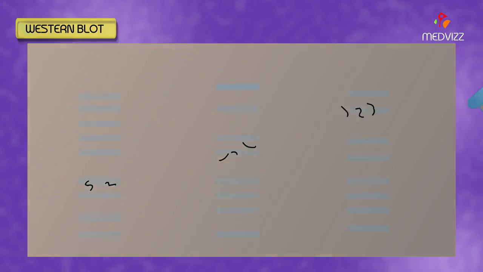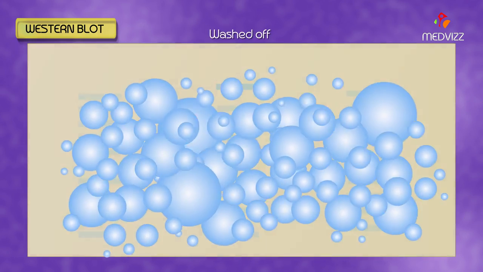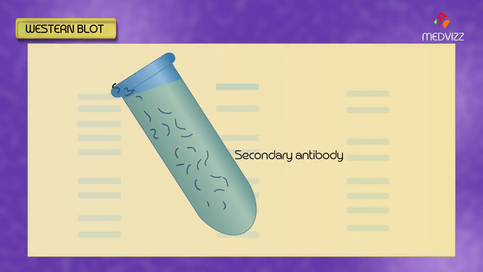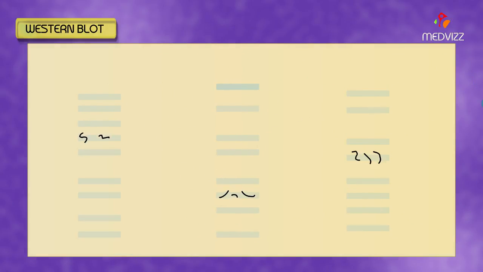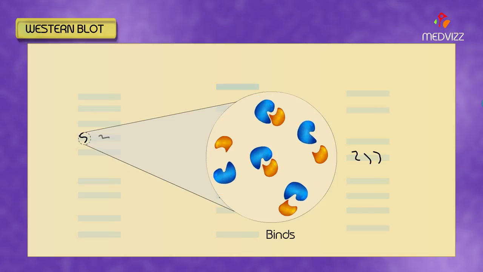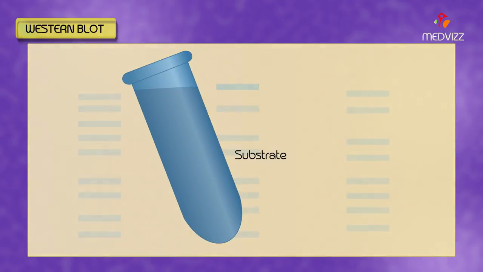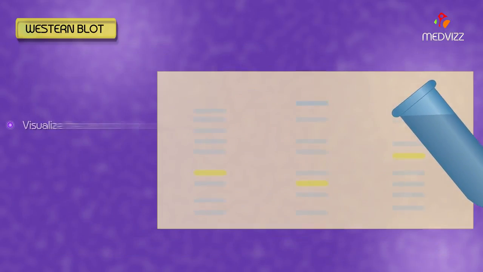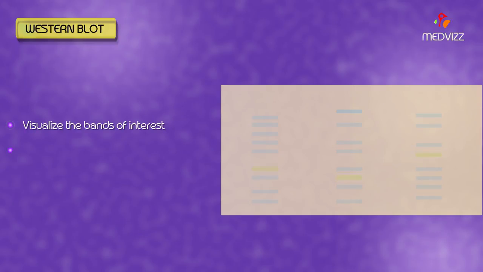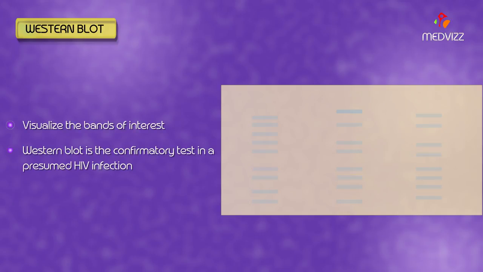The excess primary antibody is washed off and secondary antibody is applied. Secondary antibody recognizes and binds to the primary antibody. Finally, an appropriate substrate is added to visualize the bands of interest. The Western blot is the confirmatory test in a presumed HIV infection.